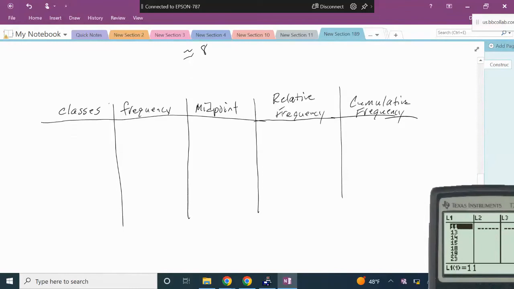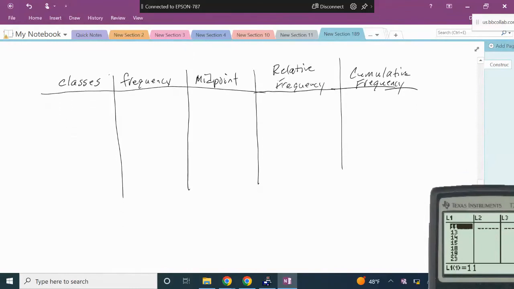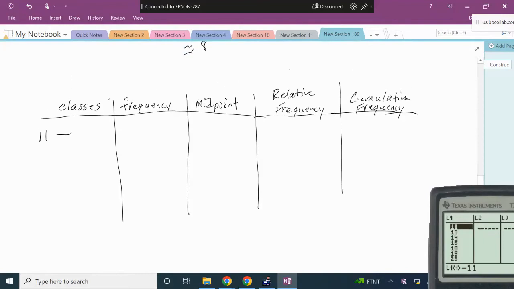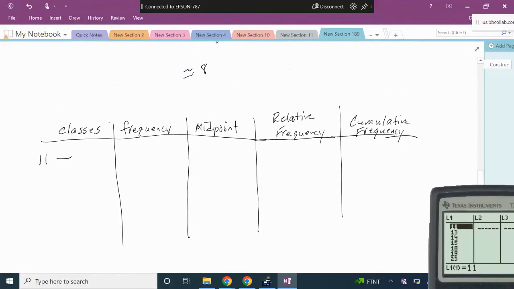All right. And we know that the class width should be 8. So remember we talked about the class width. In order to find the class width, you have to subtract the two lower class limits, right? Okay, so this is how this is going to play out. So our smallest number is 11, right? Our class width is 8.